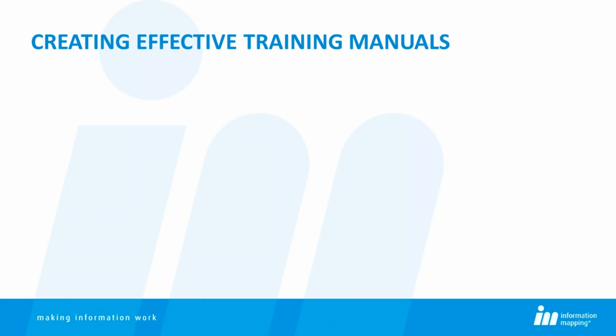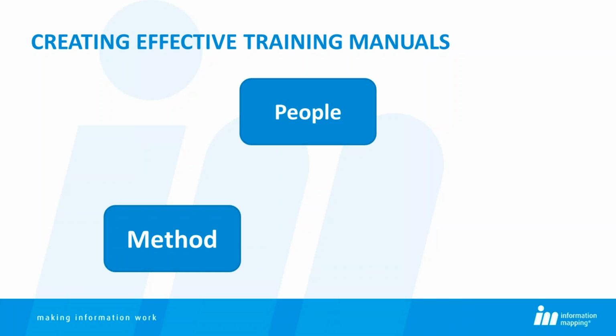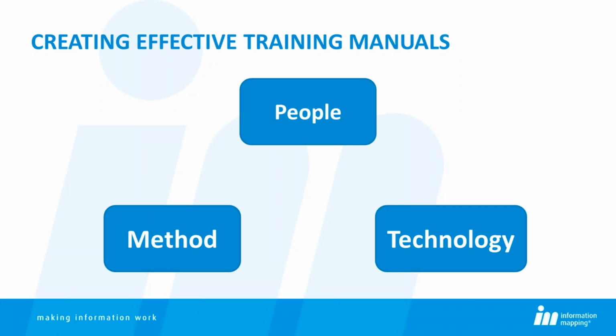Now when it comes to creating effective training manuals, we see that there are three pillars to writing good documents or presenting training related information. It's the people, a method or process, and the technology. Now, a lot of organizations only address one or two of these issues, but the information mapping methodology really allows you to address all three of them. The methodology itself is a solution that addresses the three areas in that it is a process, a method or a structured approach to writing.